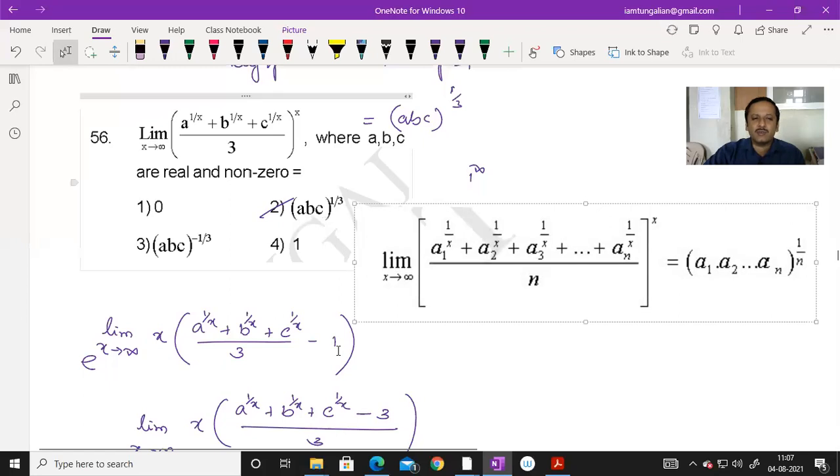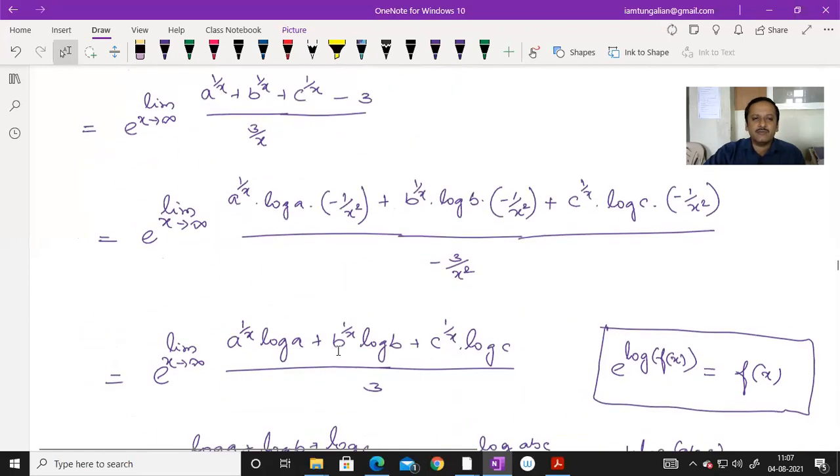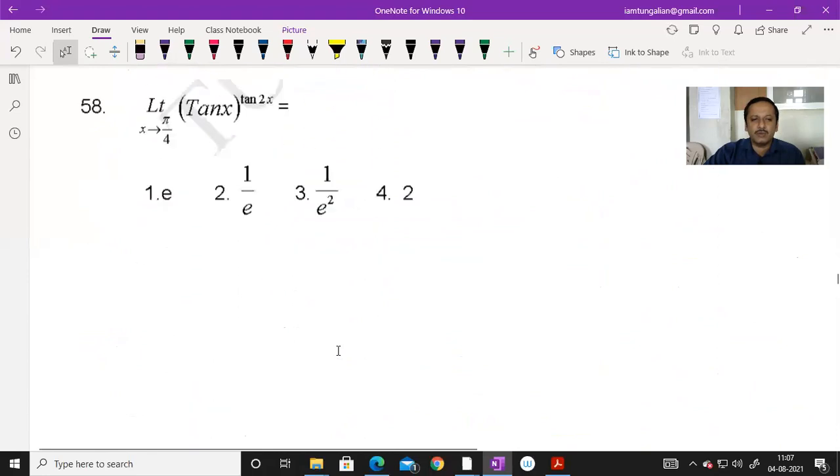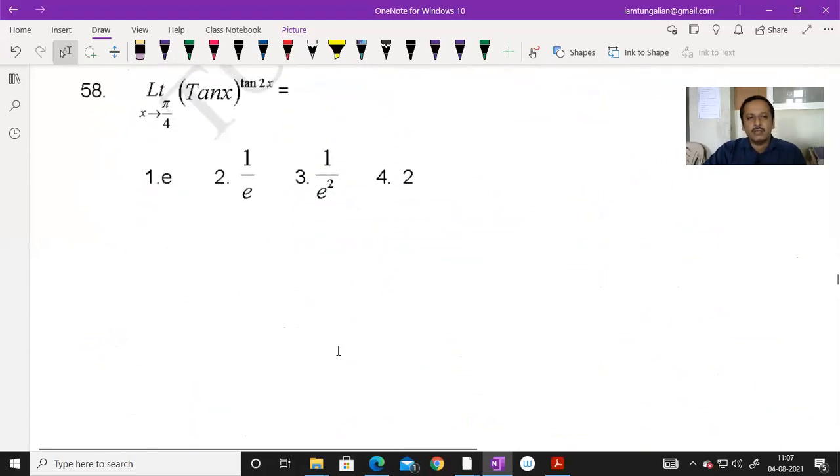So if you know this formula, you can directly write the answer. In case you don't know the formula, this is what you have to do. Okay, so let's look at our next question, which is question number 58.